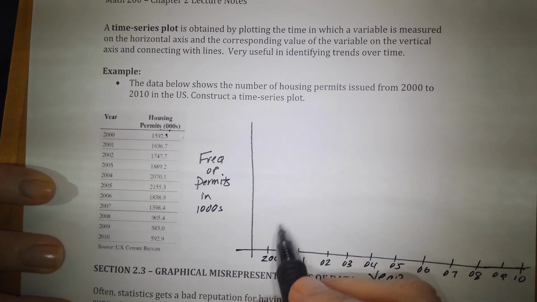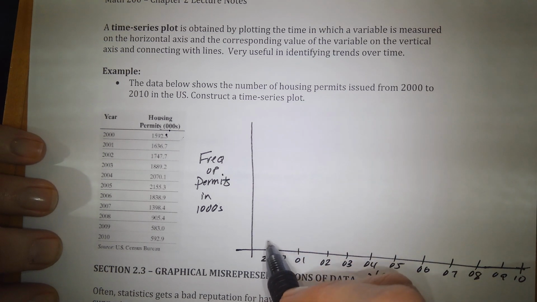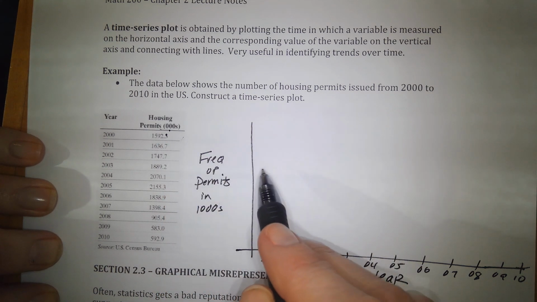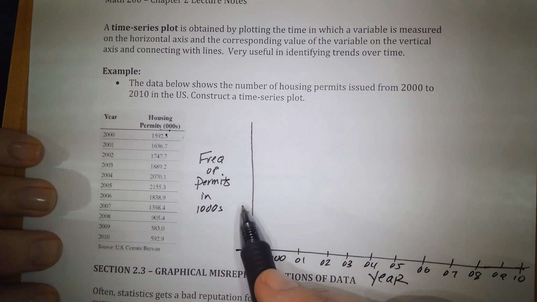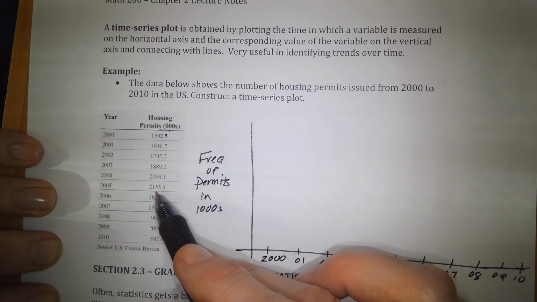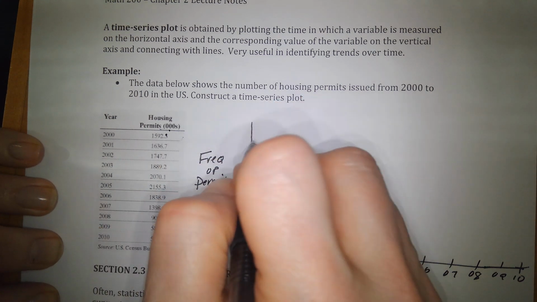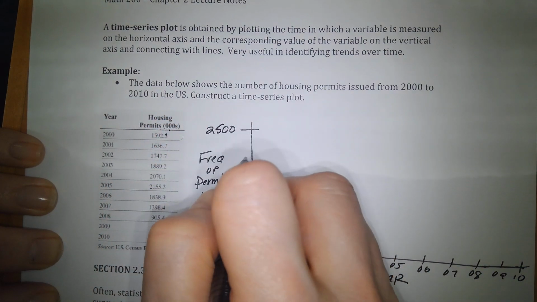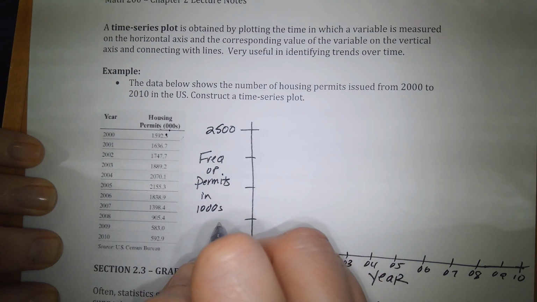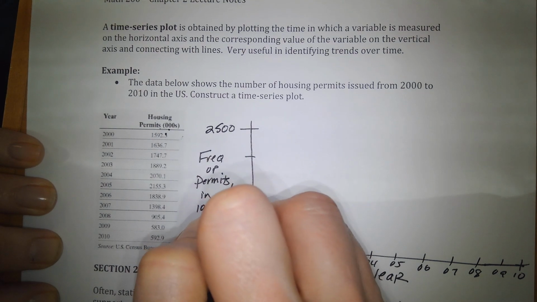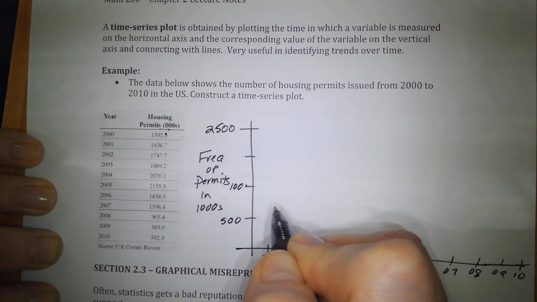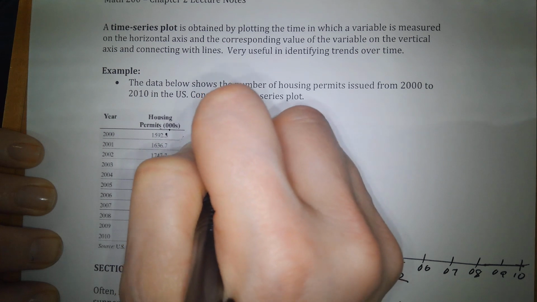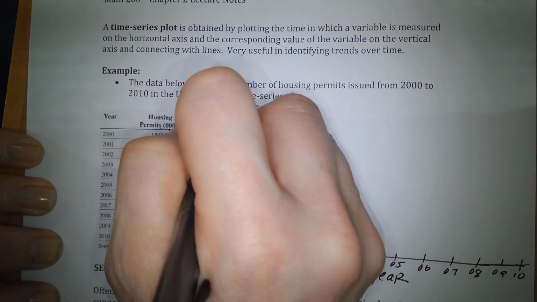So we're going to plot these points in the year 2000, for example. We're going to plot a point as high as 1,592. So I need to have a vertical axis that will support these numbers. The highest number is 2,155. So I'm going to go as high as 2,500, and I'm just going to break these down into fifths. So we'll start with 500. I think I messed that scale up. 1,000, 1,500, 2,000, and then we'll do 2,500 up here.